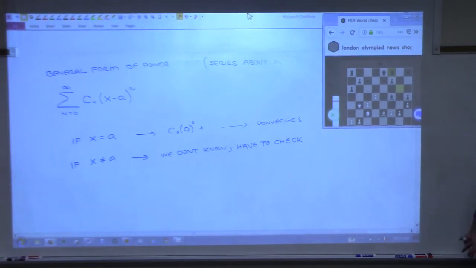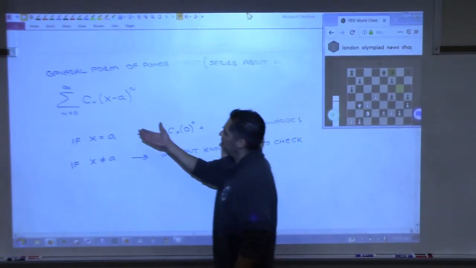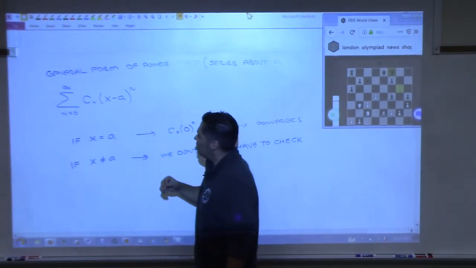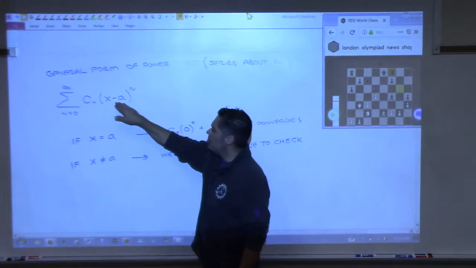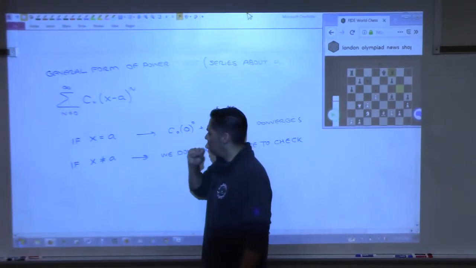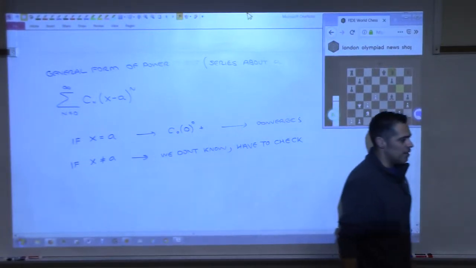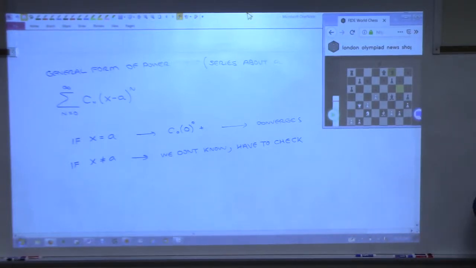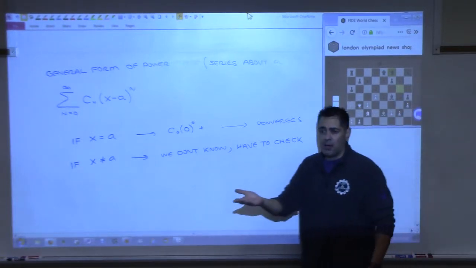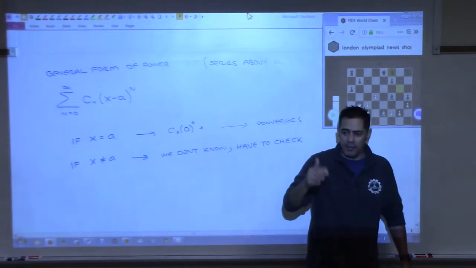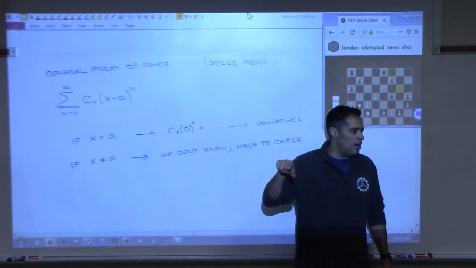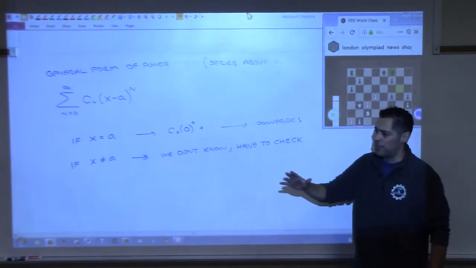So in general, a power series looks like this. If we want to talk about convergence, well, we know if x equals a, we're done. But if x isn't a, we're going to have to figure it out. I already showed you an example of a power series, didn't I? Where I gave you a specific thing. I said c sub n was 1. That turned out to be a geometric series.